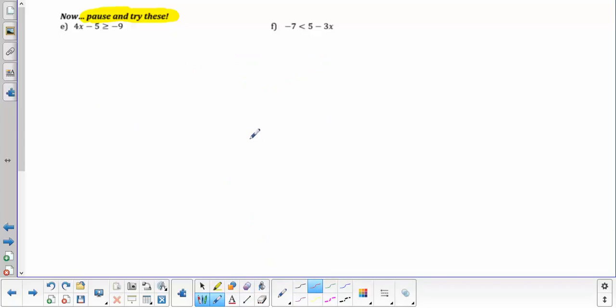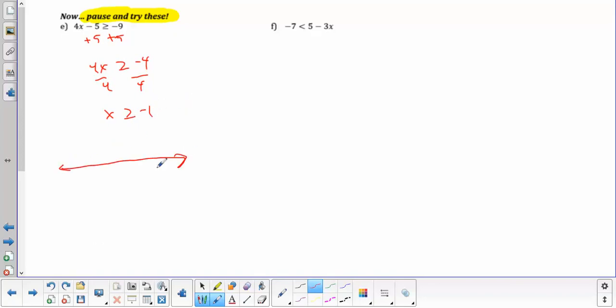Alright, hopefully you have paused and you've tried these on your own. And let's see what we get. Let's add this 5. 4x is greater than or equal to negative 4. Divide. X is greater than or equal to negative 1.